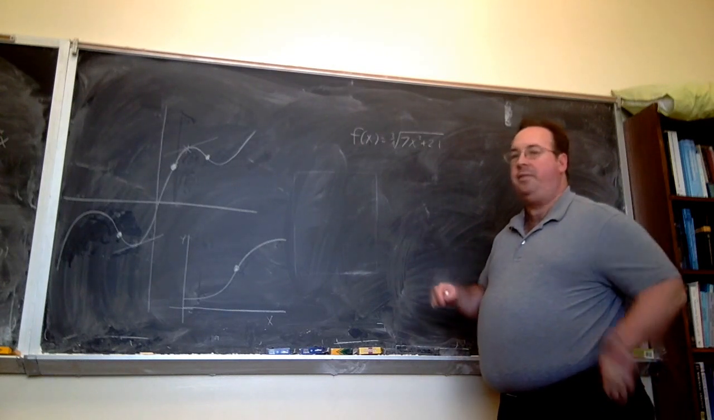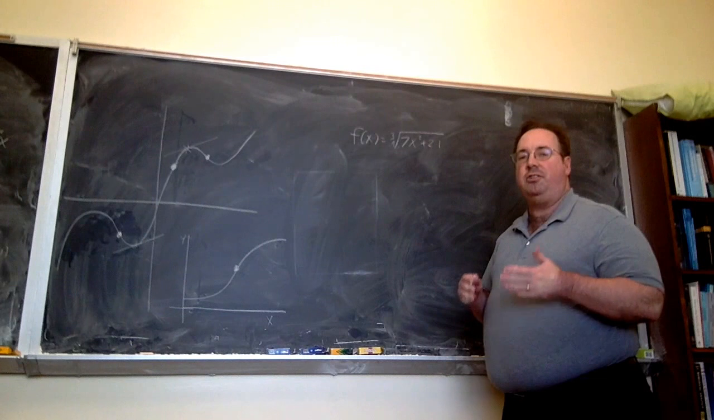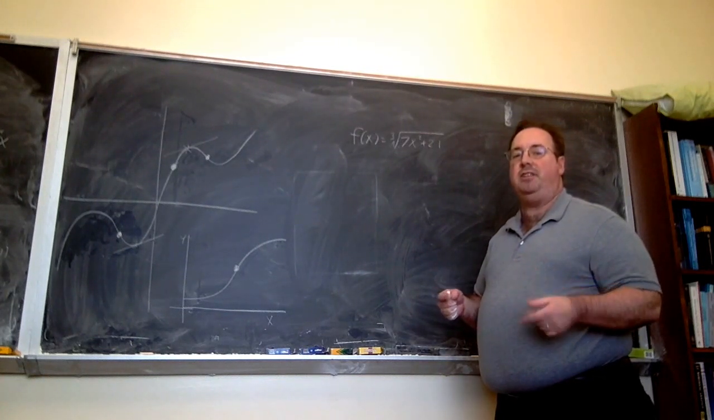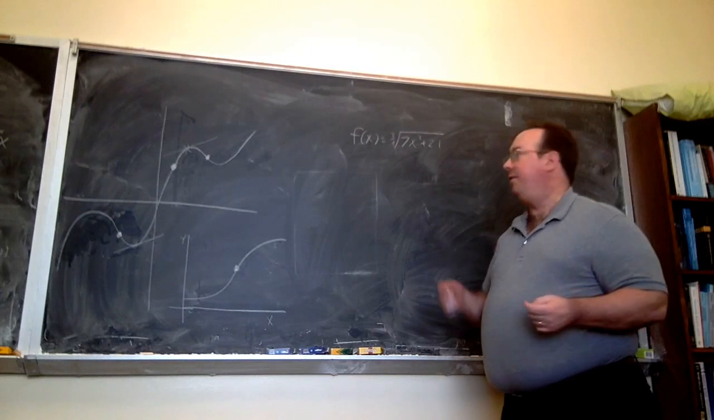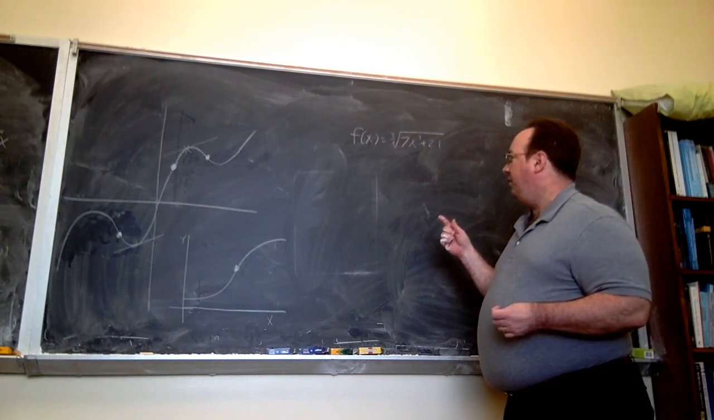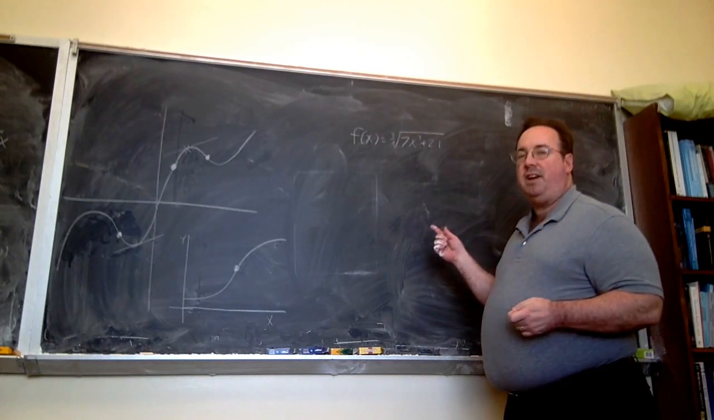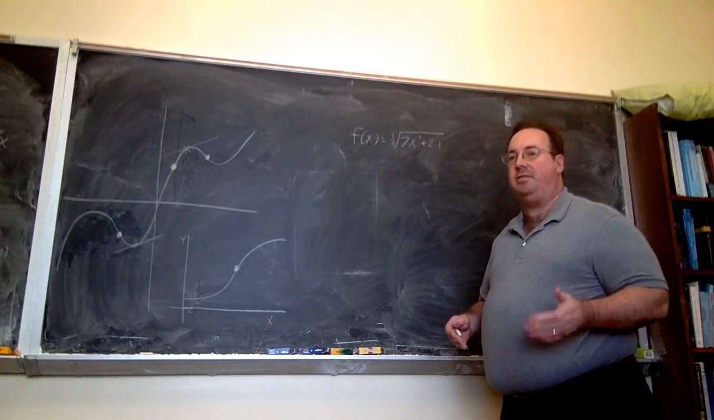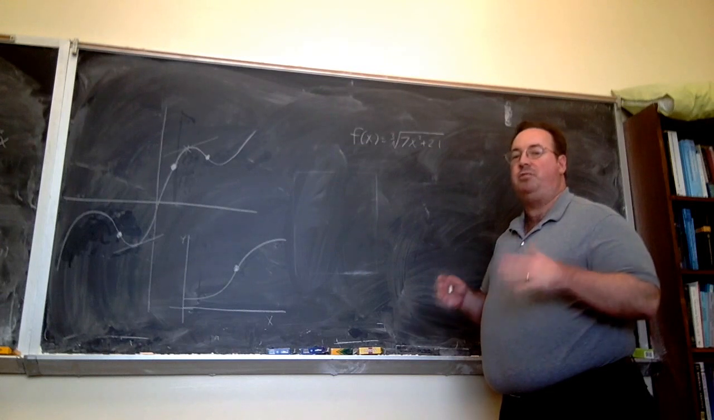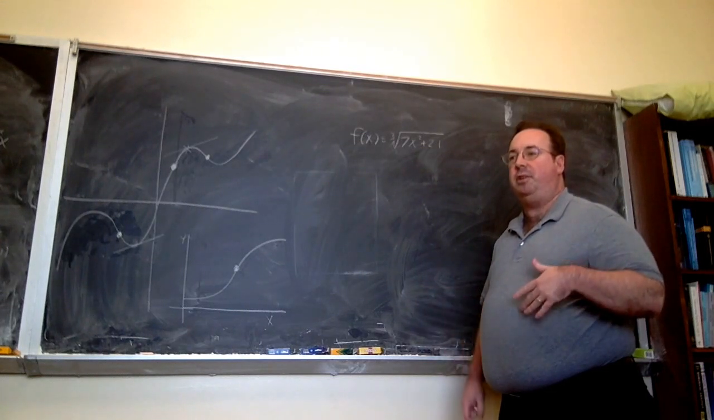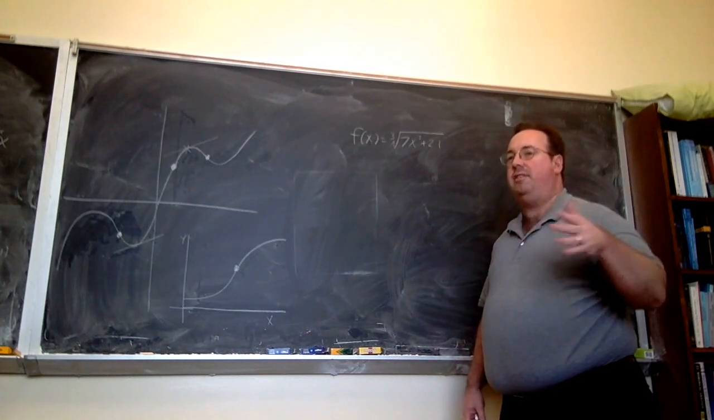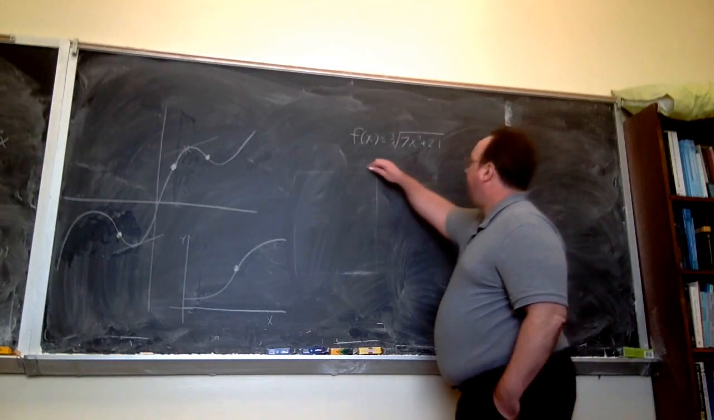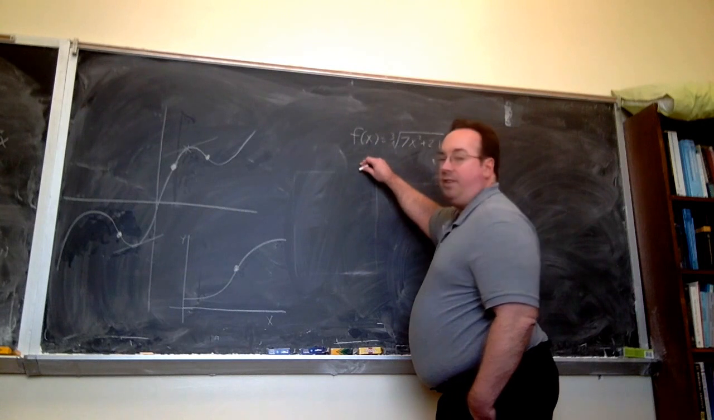The difference is, when you're finding where a function is increasing or decreasing, you're determining where the first derivative is positive or negative. For finding intervals where a function is concave up or concave down, you're trying to determine where the second derivative is positive or negative. So be sure to keep straight which derivative you need to deal with for determining increasing or decreasing, or concave up, concave down. Here we're going to determine concave up versus concave down, and for that we need the second derivative.